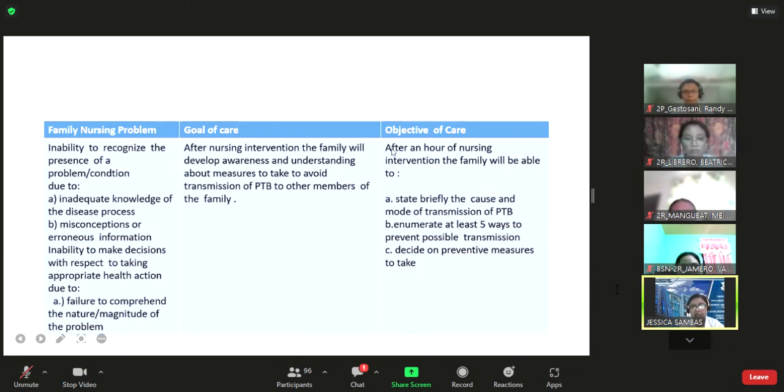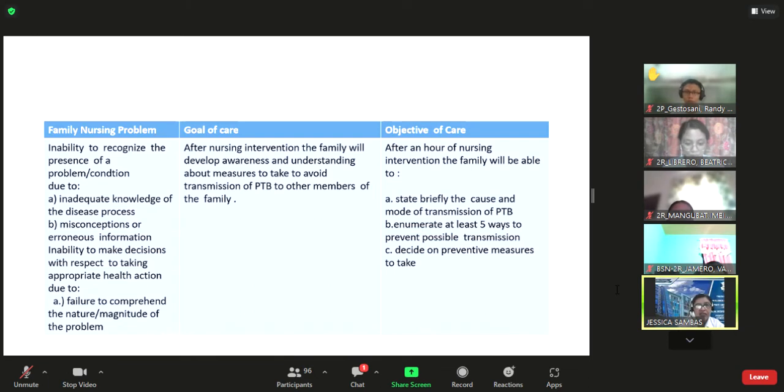We have a time frame. After an hour of nursing intervention, the family will be able to: A. State briefly the cause and mode of transmission of PTB. B. Enumerate at least 5 ways to prevent possible transmission. C. Decide on preventive measures to take. This is our objective of care. So all of these we can evaluate. State. Okay, they can verbalize, no? So we can see if they understand what the cause is and what the mode of transmission is.